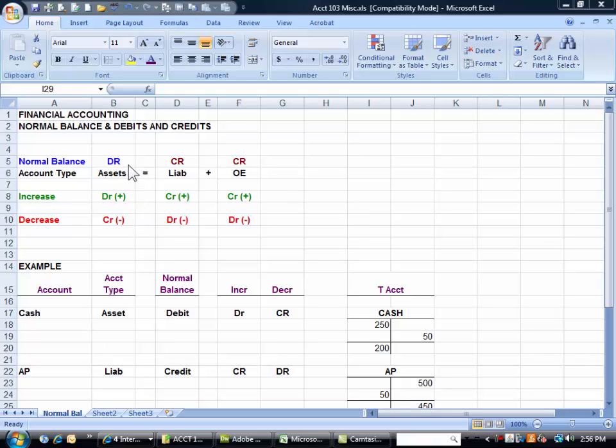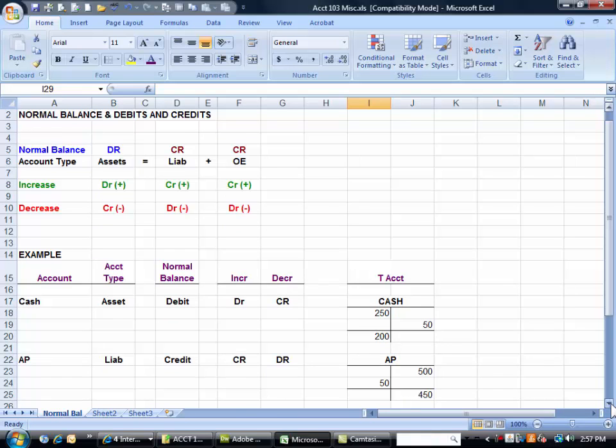So if an asset's normal balance is a debit, the debit will increase it and the credit will decrease it. If a liability has a normal balance of a credit, a credit will increase it and a debit will decrease it. And an owner's equity has a normal credit balance, so a credit will increase it and a debit will decrease it. So let's put some examples to this.